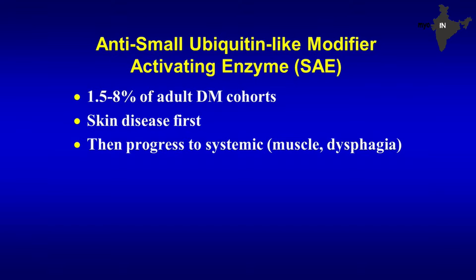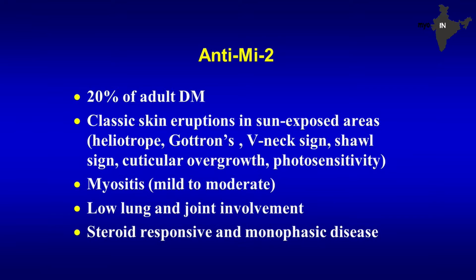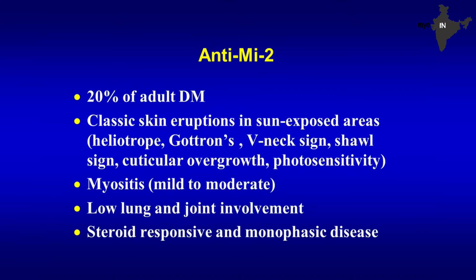Skin disease tends to happen first and then progress to systemic disease, which can include muscle involvement and dysphagia. The anti-MI2 is seen in 20% of adult dermatomyositis patients and is associated with classic skin eruptions in a sun-exposed area. The things that we've already looked at previously are outlined there, and are really typical findings for MI2. Myositis, mild to moderate, can be seen; they tend to have less lung and joint involvement, and they tend to be steroid responsive, and when they respond, the disease can go into remission.